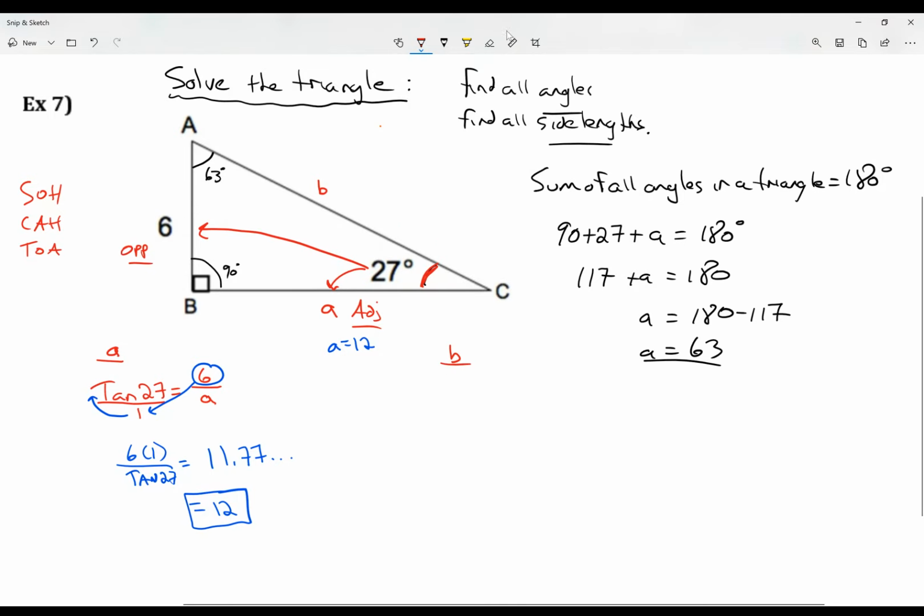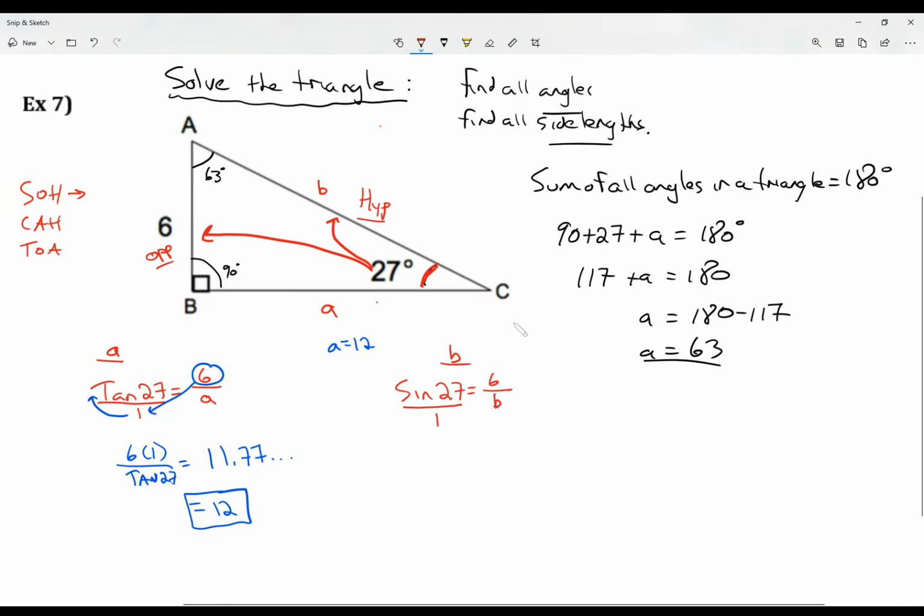Side length B. I know that the angle 27, if that's the one I'm using, 6 is still the opposite to angle 27, but B is the hypotenuse of the triangle. So I'm going to use opposite and hypotenuse, which means I'm going to use sine. The sine of 27 would be the opposite, which is 6, divided by the hypotenuse, which is B. Now, 6 and B look very similar in this case. Just be careful with that.